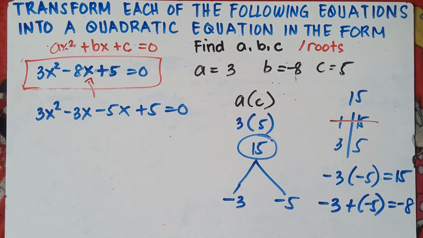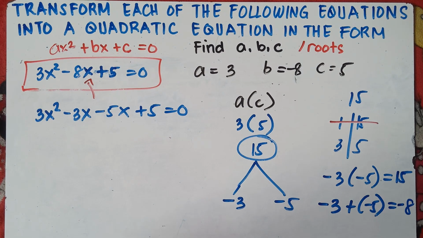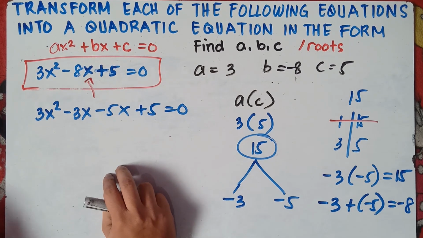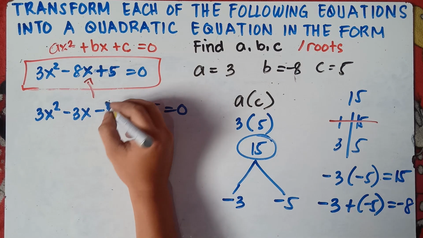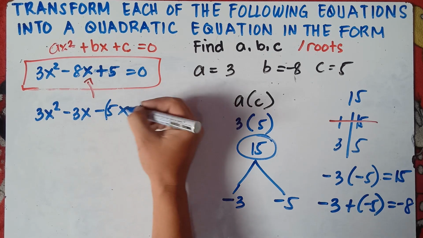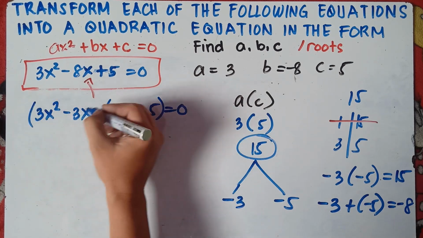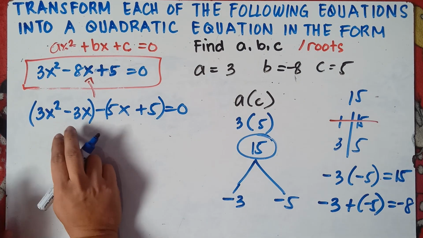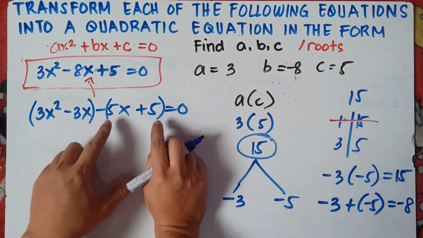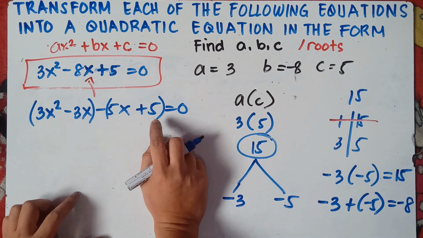And then the next step, class, is we do the grouping. That's why I told you a while ago this will be quite complicated for number 4, but just stay with me, we do it step by step. So we group this first term and second term, third term and fourth term. Do not include this negative sign.